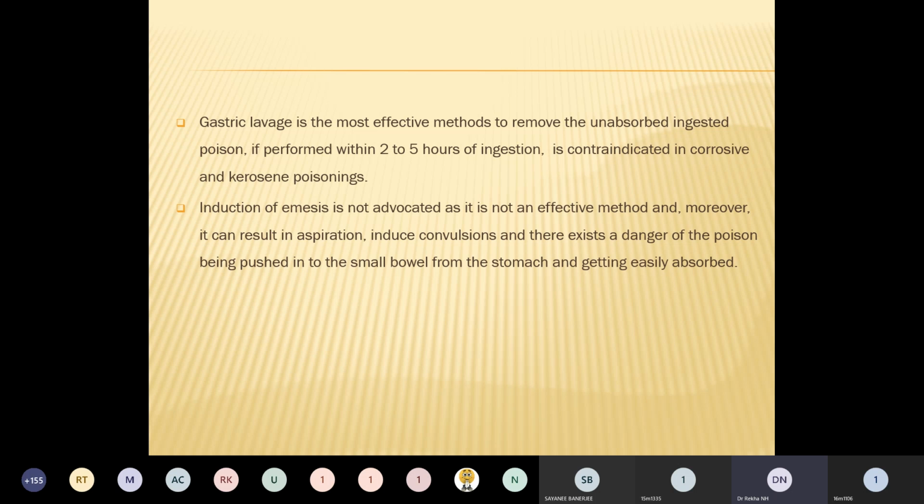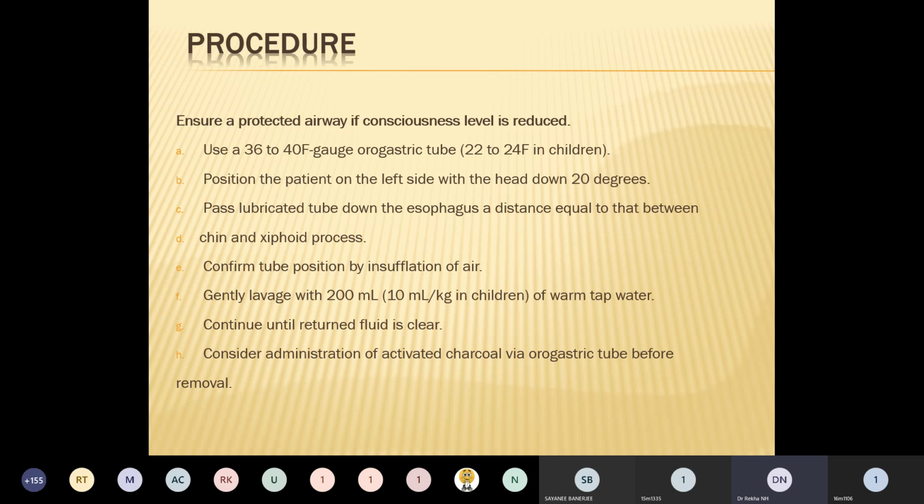Induction of emesis in hospital is not routinely done. It is not advocated because it is not an effective method of GI decontamination. Sometimes it can result in aspiration or induce convulsions. Or sometimes there is a danger of pushing the poison down into the small bowel, and we are going to make absorption more. So gastric lavage is the standard treatment done in the hospital.